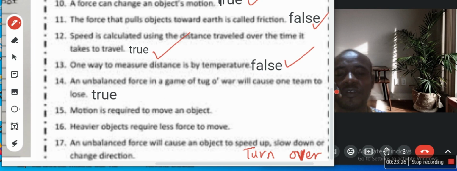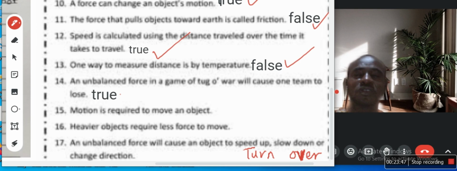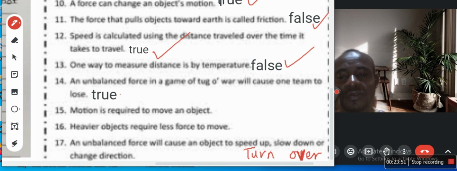An unbalanced force in a game of tug of war will cause one team to lose. Is it true or false? It's true. If the forces are balanced, what happens in a tug of war? To be equal, but someone still losing. No. If the forces are balanced, the object will stay at rest. So no team wins. No team pulls the other team to their direction. So I think number 14, you got it. That's true.